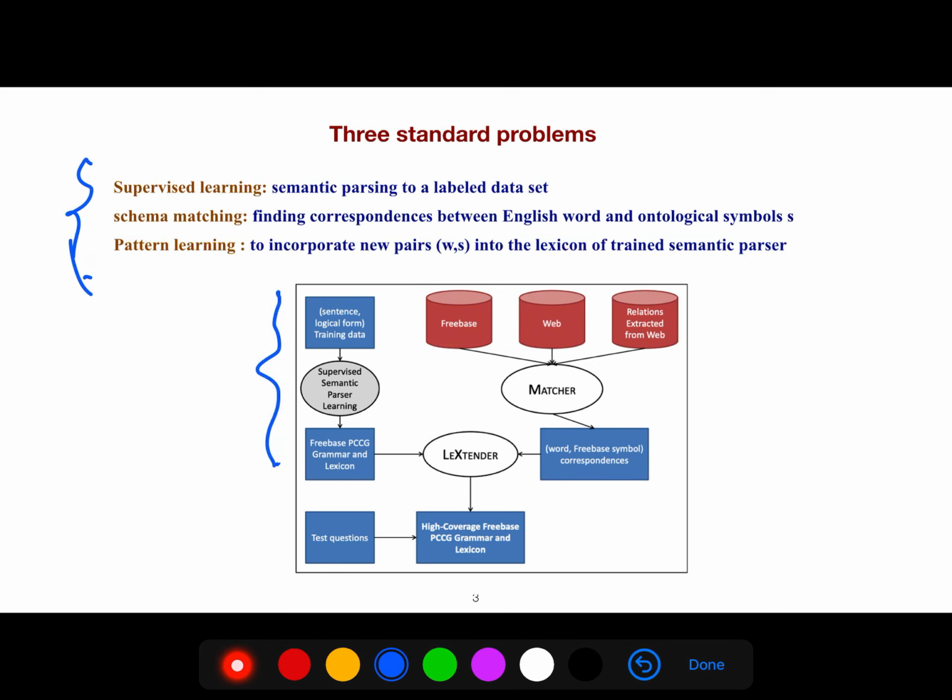But sometimes you don't have some labels. You don't have enough labels. That's why you need to extend your training data. And then pattern learning incorporates new W and S into the lexicon of the trained semantic parser. So the main essence of this article is just some kind of data augmentation. I mean, adding some training data to your very limited supervised data.